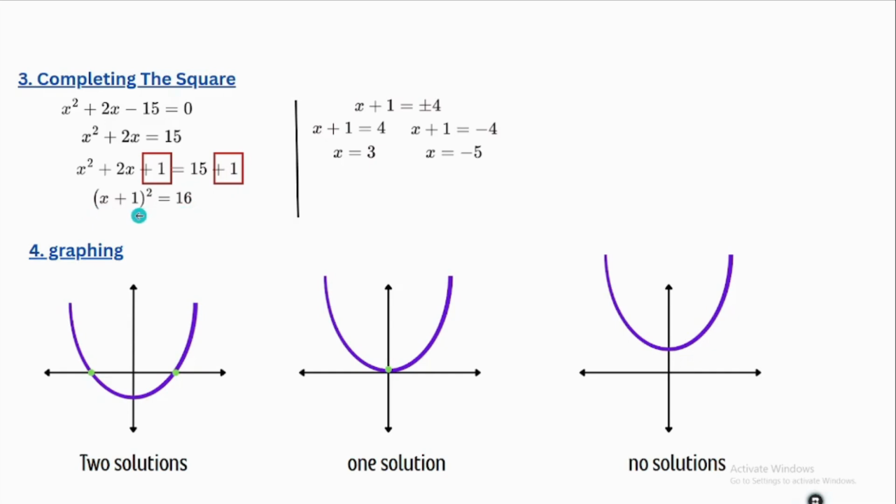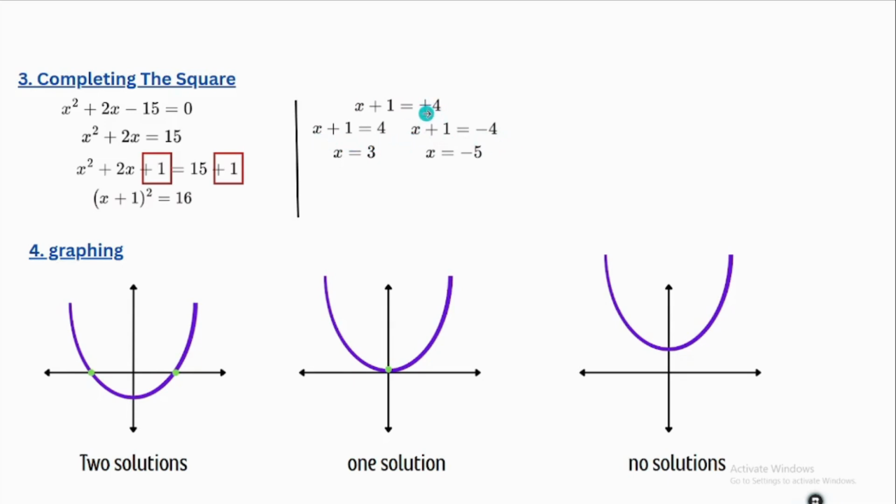This side is squared, this side is squared, we will find the root for each side. When we have the root for this side, it will be x plus 1. When we have the root for 16, it will be positive or negative 4. We will use x plus 1 with 4, and we will use x plus 1 with negative 4. This is a solution, and this is another solution.